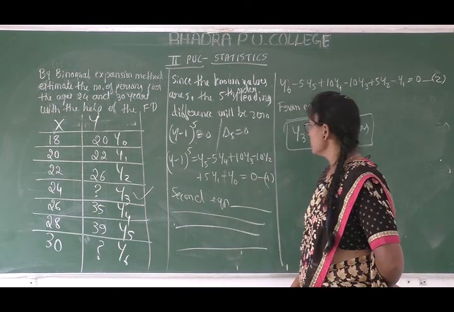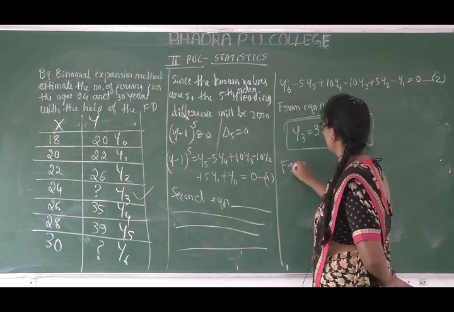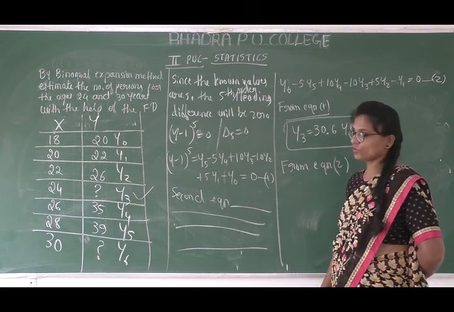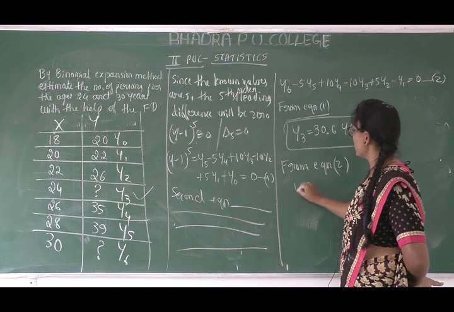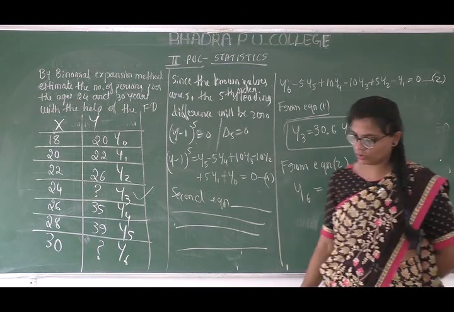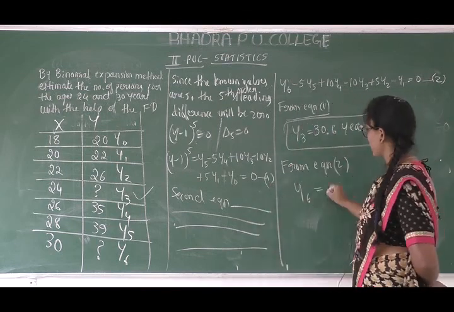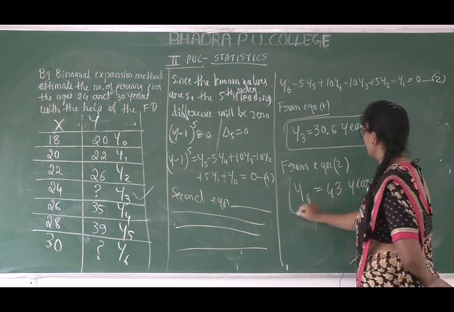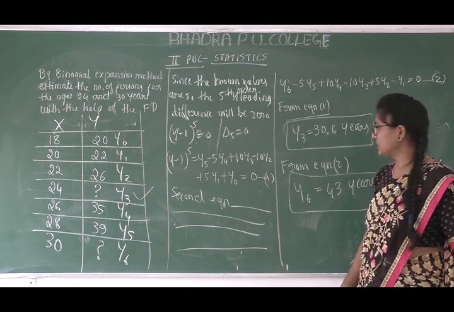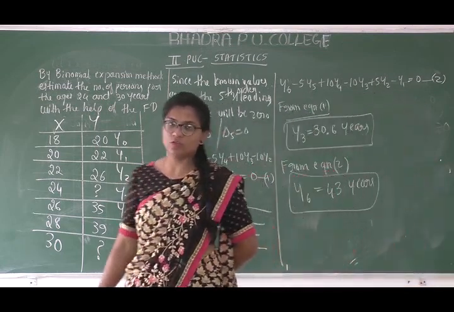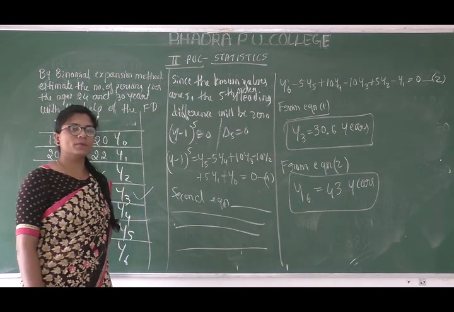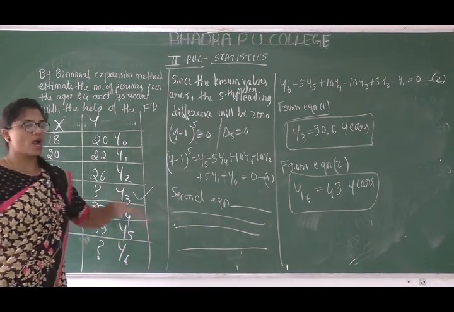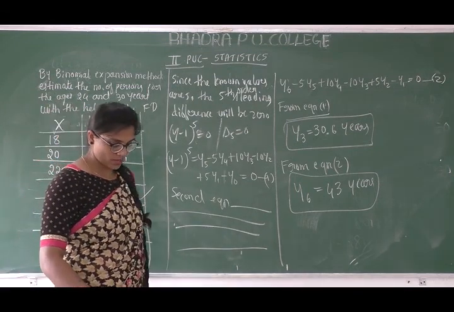And then next, from equation 2 you will get the y6 value. y6 is equal to 43 years. So this is your second y value, y3 and then y6. So solve the problem, write down the equation, substitute the values by using this table and solve the problem. Okay?